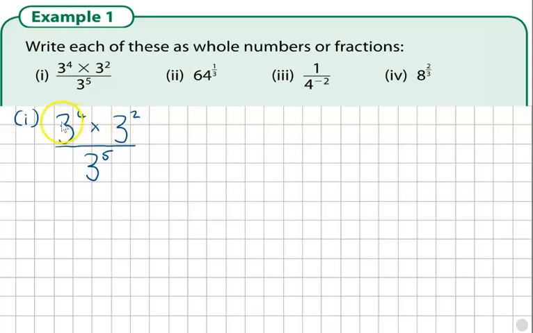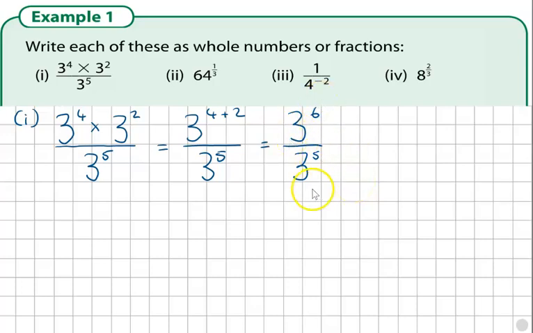Multiplying powers with the same base, we add the powers. So we get 3 to the power 4 plus 2, still all over 3 to the power 5. And 3 to the power 4 plus 2 is 3 to the power 6, still all over 3 to the power 5. Now we are going to use the second law of indices: dividing powers with the same base, we subtract the powers. We've got the same base, 3, so we subtract the powers.